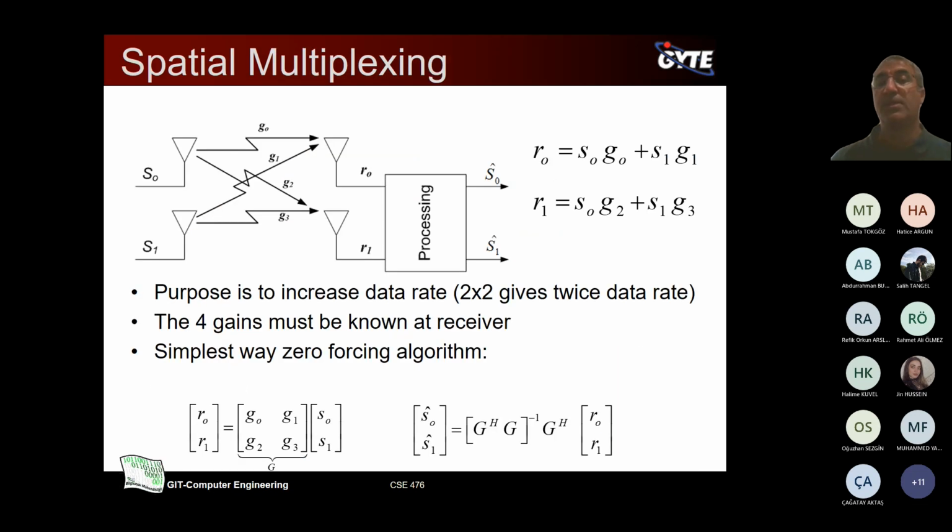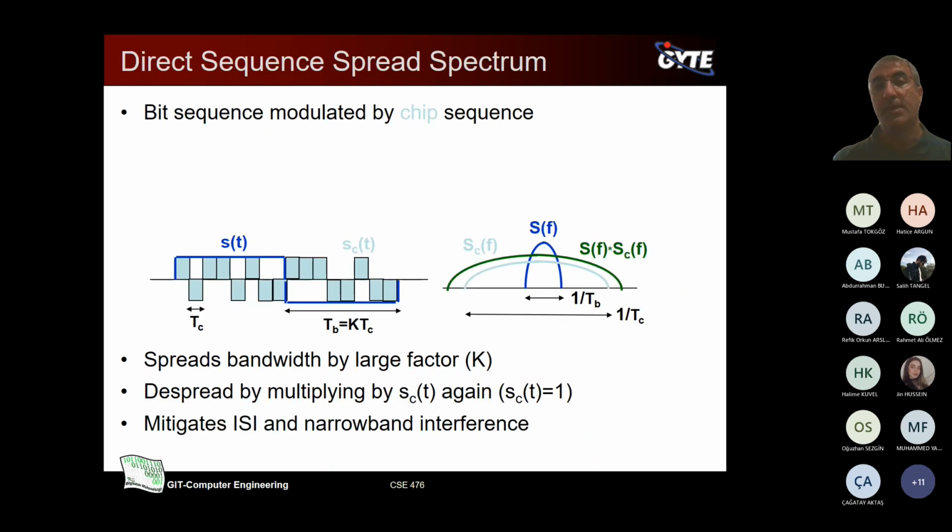This is the spatial multiplexing, also how to receive 4 copies, as you see, through 4 different paths. In the spatial multiplexing, the main goal is to increase the data rate by 4. These 4 channel gains must be known at the receiver. And how we achieve this at the receiver side is using the zero forcing algorithm. That was about the diversity.